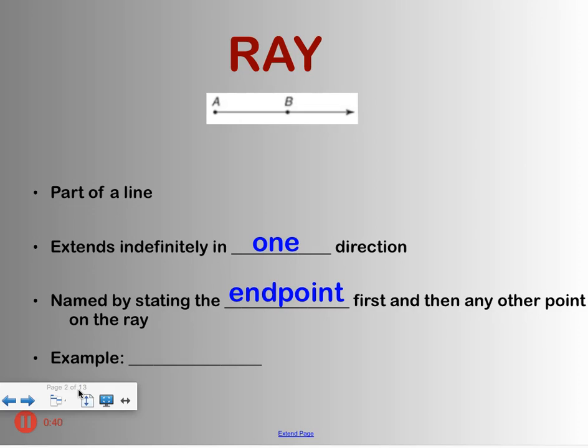So what's my endpoint on this ray here? A, right? So I'm going to start with A, and then any other point I see on there, well, the only one on there is B. And then we put a little ray on top, so it has one arrowhead.